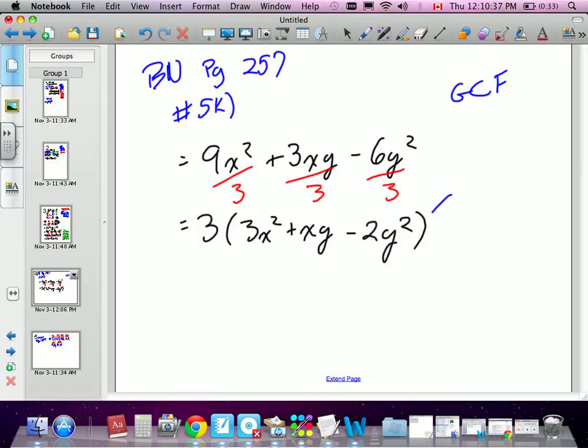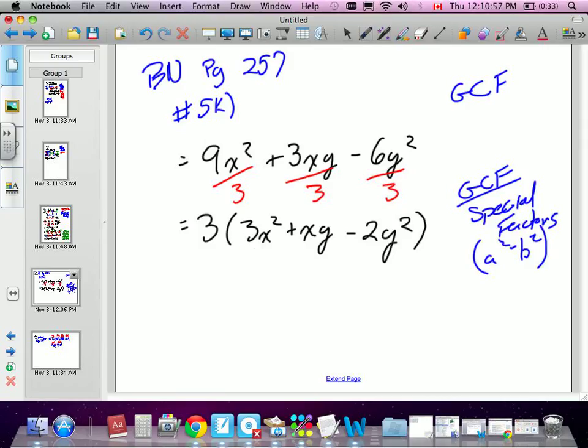Look inside again. Are there any other factors I could have taken out, a greatest common factor? Okay, no more greatest common factors. Special factors. Is it a difference of squares? Does it have 2 terms or is it 3? It's 3. So if it's 3 terms, we're going to use our trinomial method to solve this.